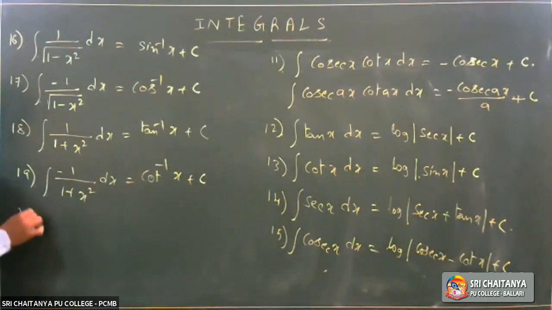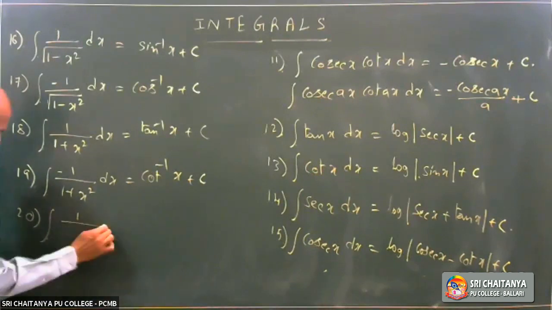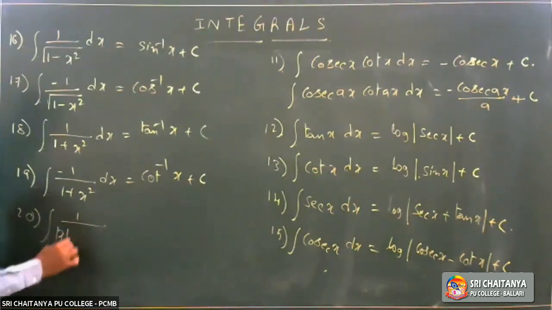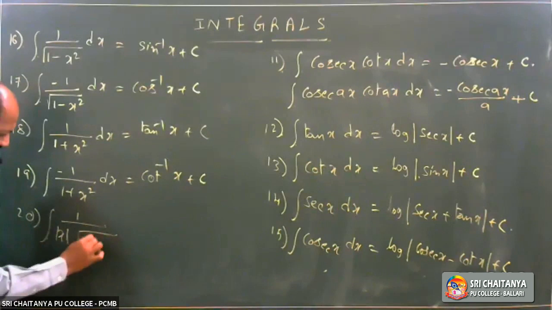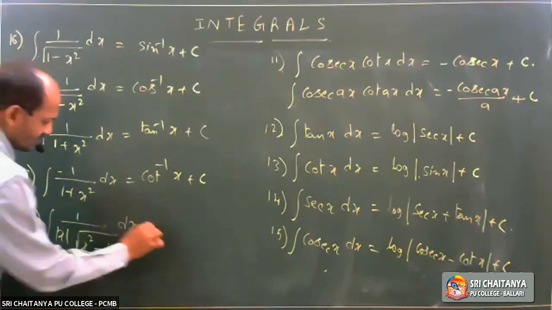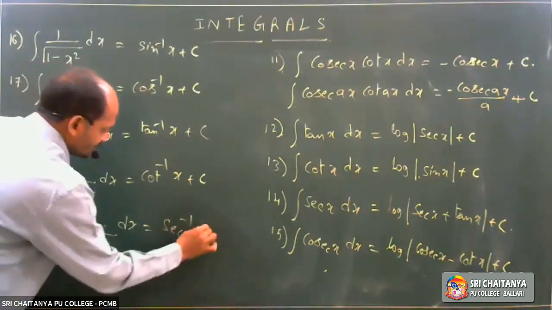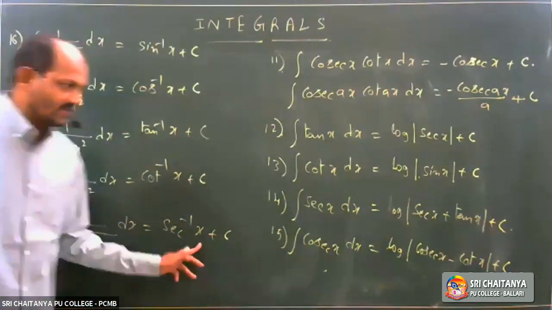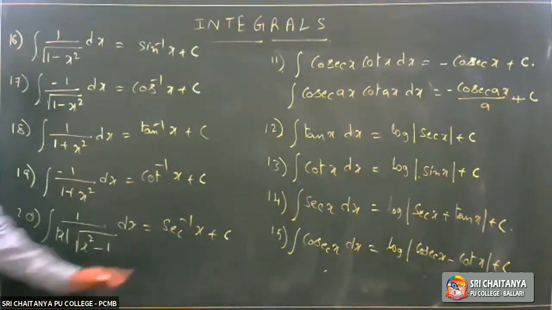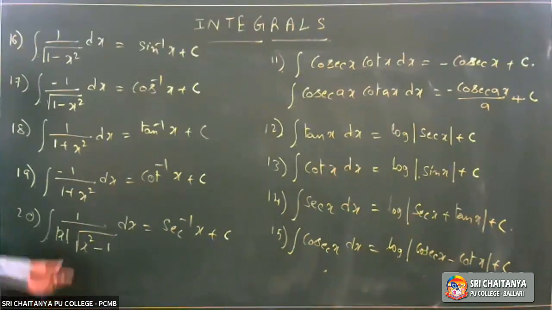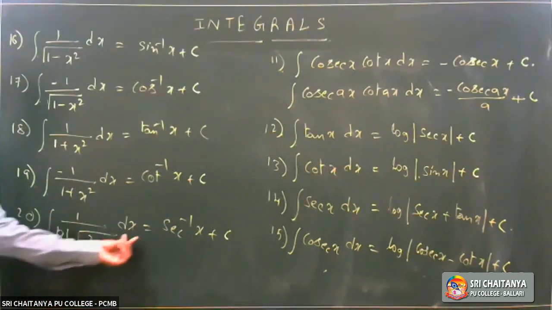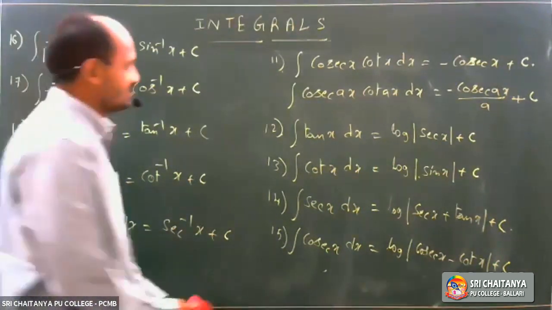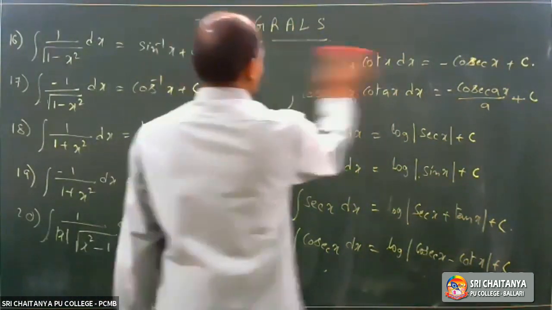Next, the integral of 1 by mod x root of x square minus 1 is secant inverse of x. Generally, the derivative of secant inverse of x is 1 by x root of x square minus 1. So the integral of 1 by mod x root of x square minus 1 dx is equal to secant inverse of x.